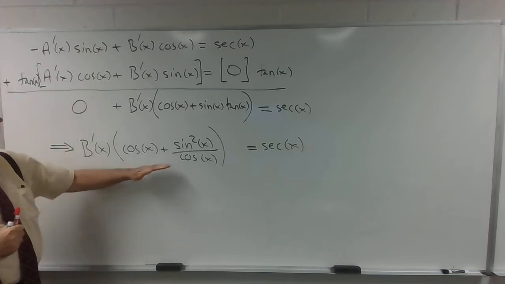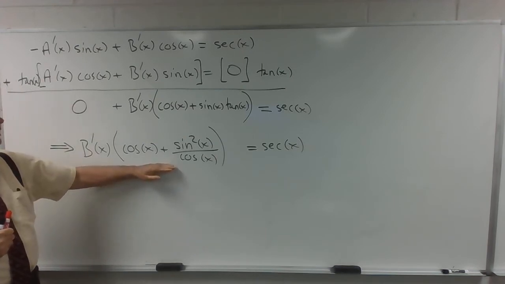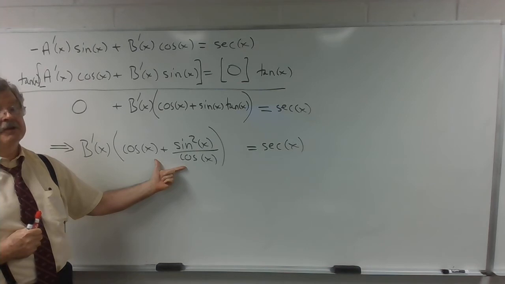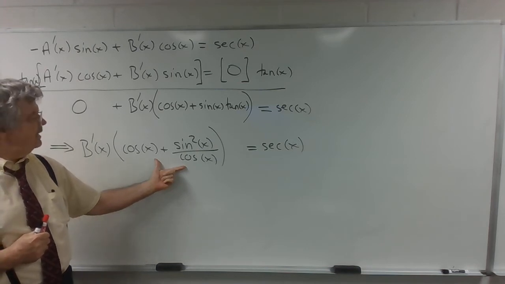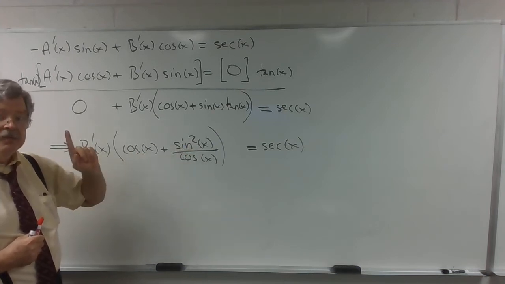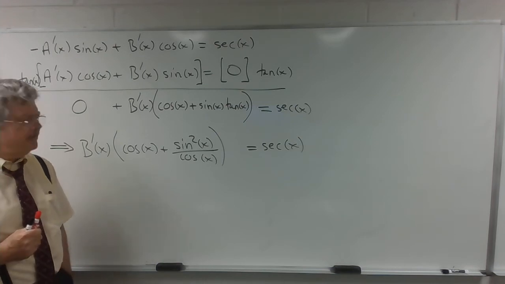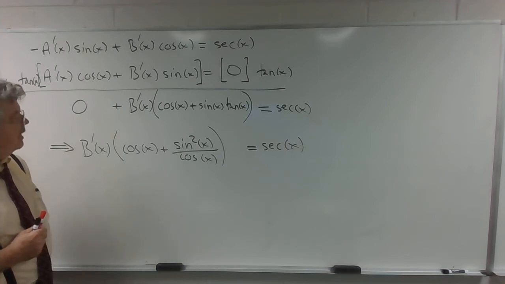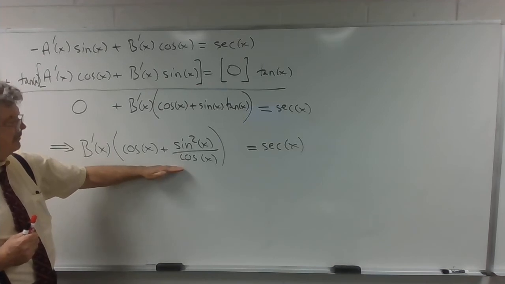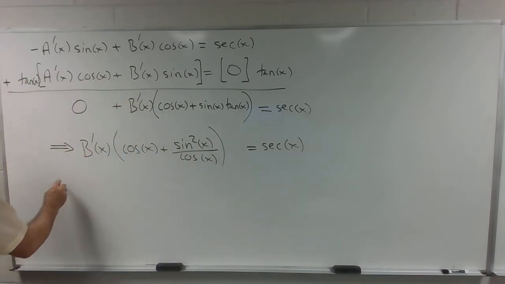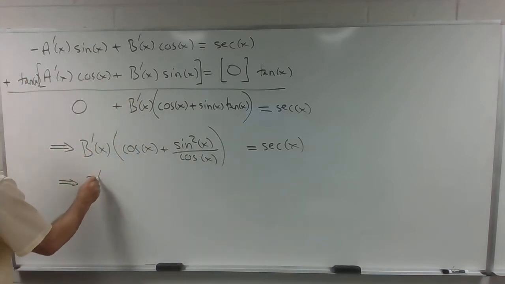Oh, I sure wish this were a lot simpler. And I'm looking at this, and this looks kind of like something I'm familiar with. I know there's an identity that says cosine squared x plus sine squared x equals 1. Now, wouldn't it be nice if I could turn this whole thing into a 1? Well, I'll tell you what. I'll multiply this thing by cosine of x, and I'll multiply this side by cosine of x, and we'll let the good times roll.